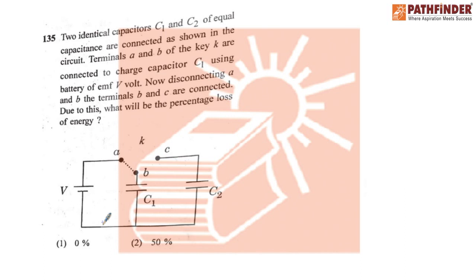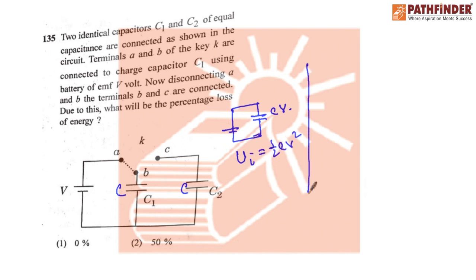Okay, they are identical capacitors. So let's say capacitance is C. Initially the C1 capacitor was completely charged. So here we got charge CV and it got energy U initial, which is half CV squared. Now what is happening when we connect them? The total charge CV will get divided. As they are identical, it's quite easy to calculate, the charge will be divided in the ratio of capacitance. So this charge will be CV by 2, this charge will be CV by 2. Okay. So the energy stored, now we can determine.